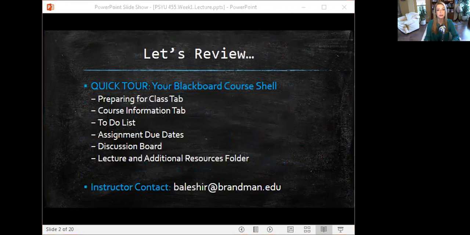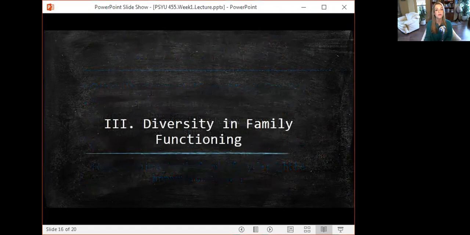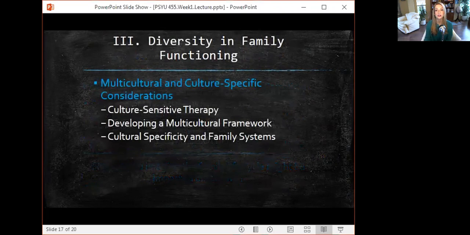And finally, what we're going to be talking about is diversity in family functioning. Culture, gender, and socioeconomic status are the key interrelated factors in shaping individual lives. Cultural diversity is an important part of American life, and family therapists have widened their focus from the family to include larger socio-cultural contexts that influence behavior.